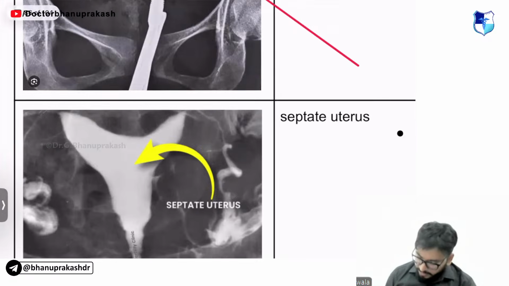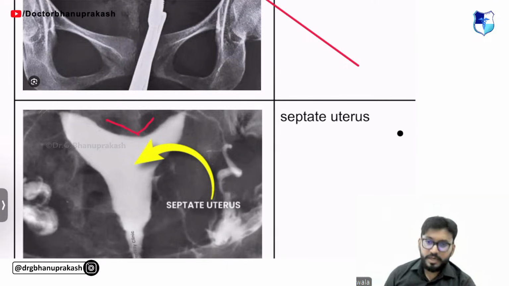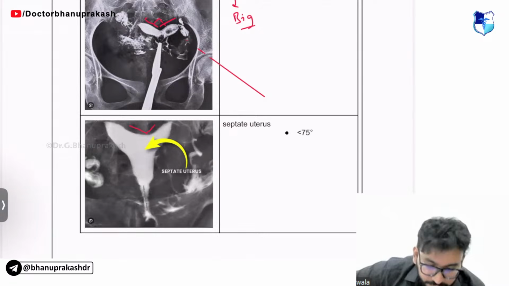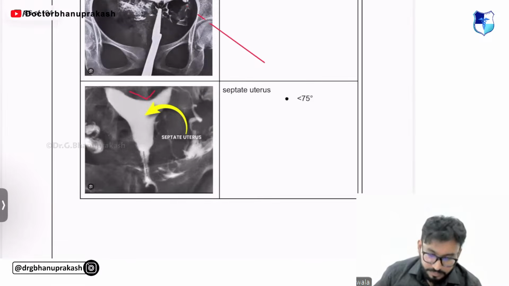Look at this, guys. Do you think the angle is more than 90? No, it is not. It is less, usually less than 75. This is known as septate uterus.